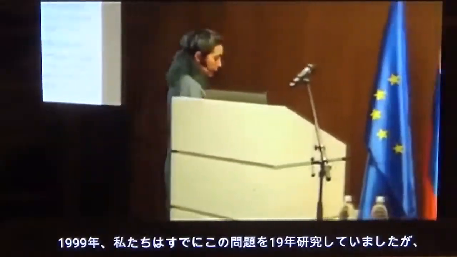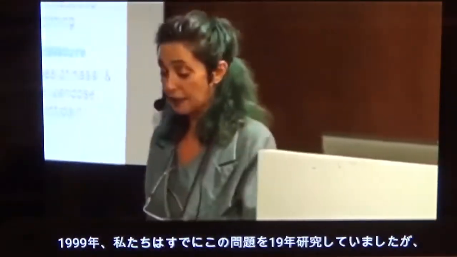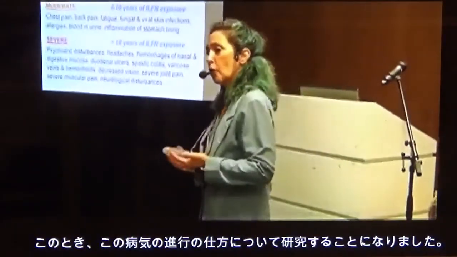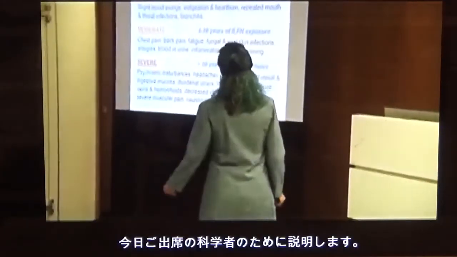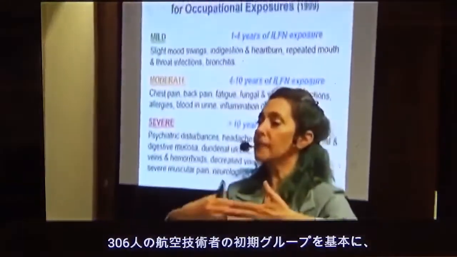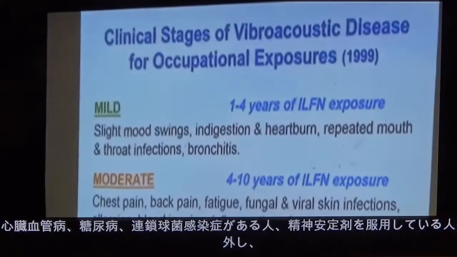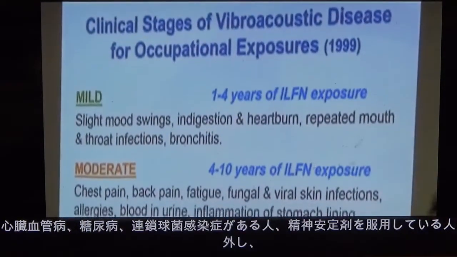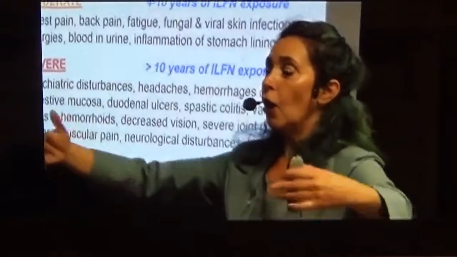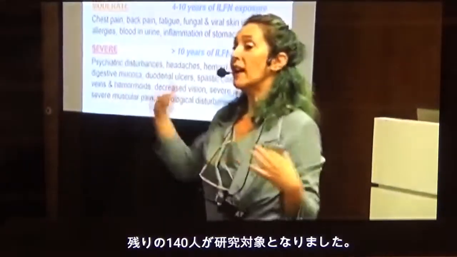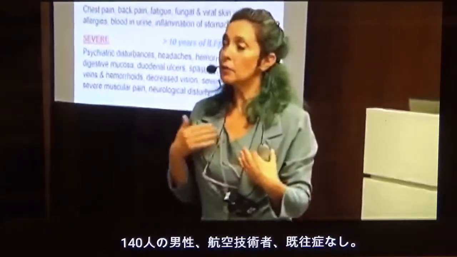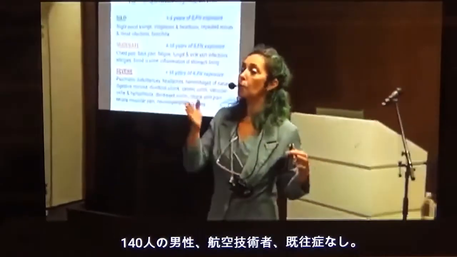In 1999, because we had been studying this for 19 years by that time, we came to study the clinical evolution of the disease. For the scientists who are present, this is based on an initial group of 306 technicians. They were eliminated if they had cardiovascular disease, diabetes, streptococcal infections, neuroleptics, a huge list of selection criteria. Of the 306, 140 stayed for the study. 140 men, aeronautical technicians, clean, no prior diseases.